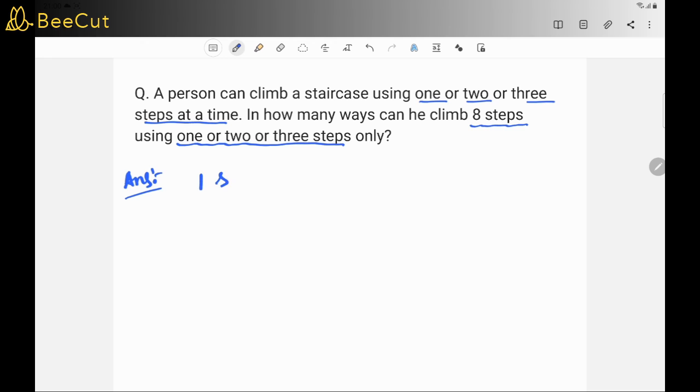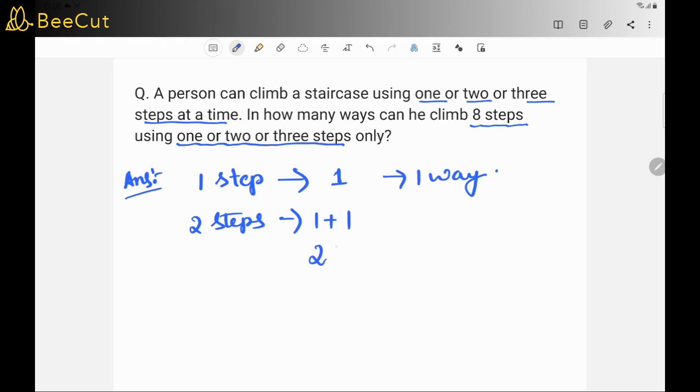If there had been only one step, we would have taken only a single step, and in one way we would have done it. With 2 steps, 1 step followed by another 1 step, or 2 steps directly, so 2 ways.